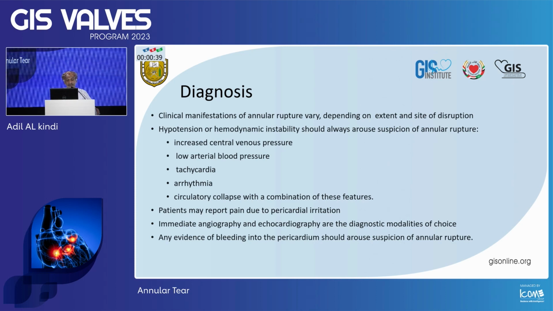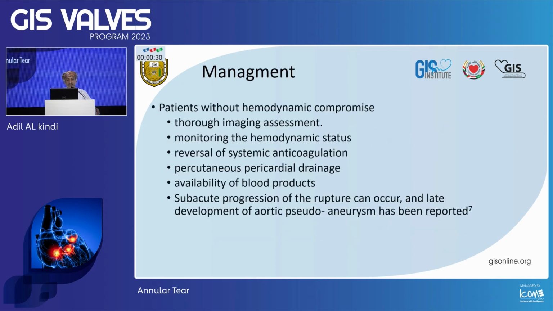Immediate angiography, if you're still in the cath lab, or echo, is the diagnostic modality of choice. Any evidence of bleeding in the pericardium should arouse suspicion and should be managed accordingly. If the patient is stable, you continue imaging and assess the situation. Basically, reverse anticoagulation, put a pericardial drain, give blood products, and decide what to do after that.